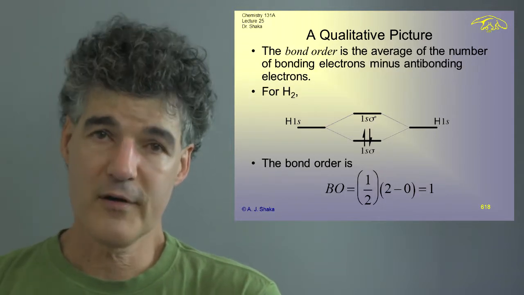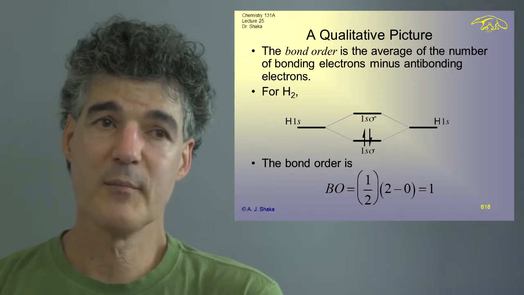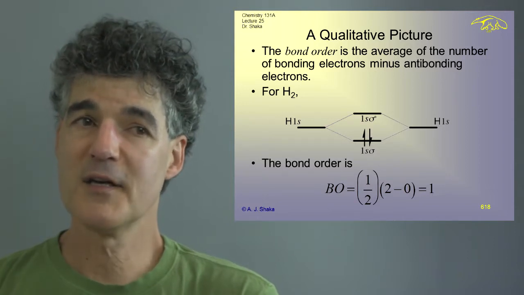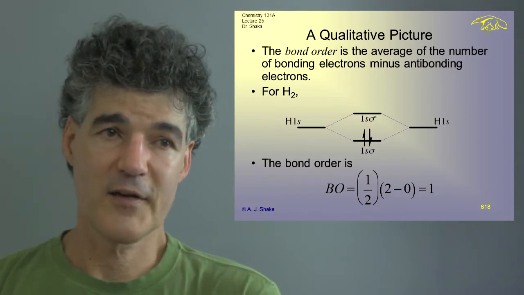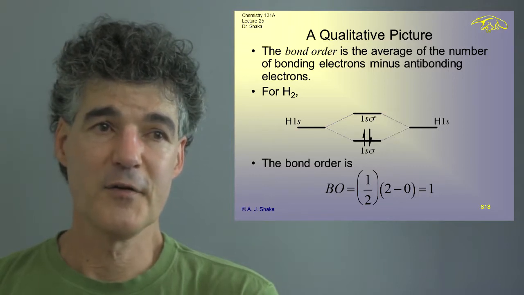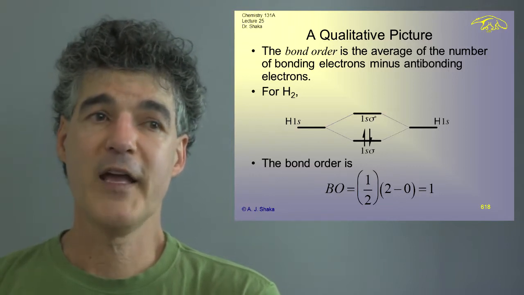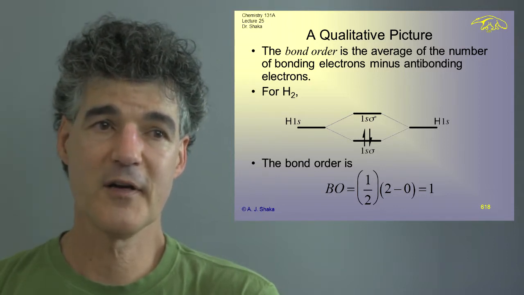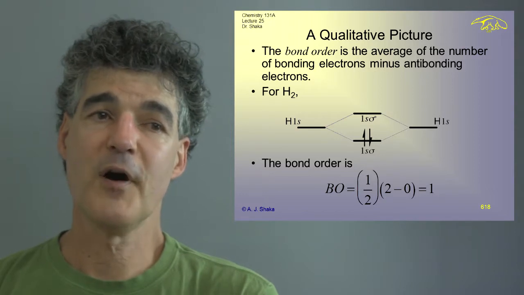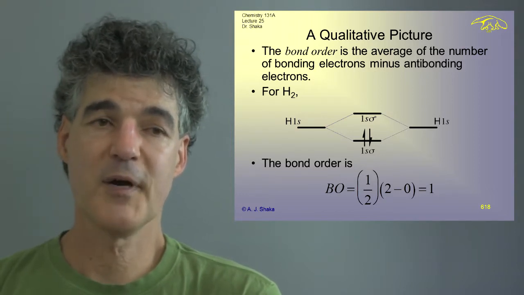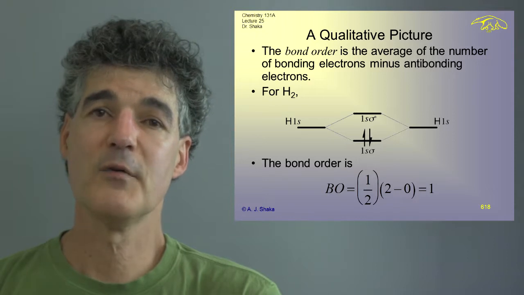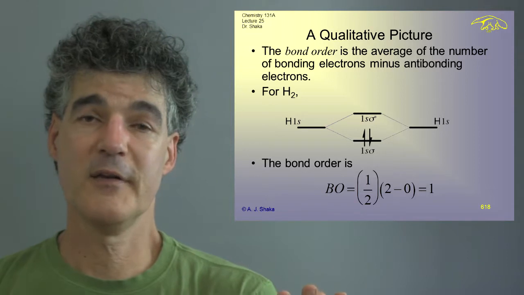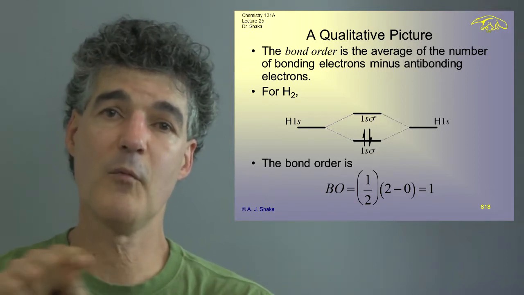The bond order is an important concept when you look at a molecular orbital diagram. It's the number of bonding electrons minus the number of anti-bonding electrons, divided by 2. And for H2, we've got 2 bonding electrons and 0 anti-bonding electrons. So the bond order is the average, or divided by 2, of 2 minus 0, which is 1. Therefore, we would predict a single bond between 2 hydrogen atoms, and that's why we draw one line.